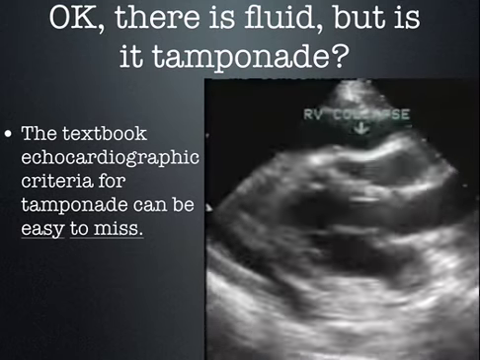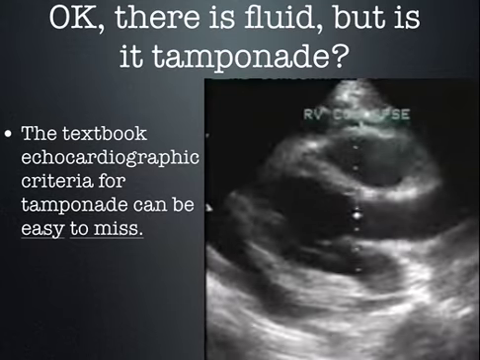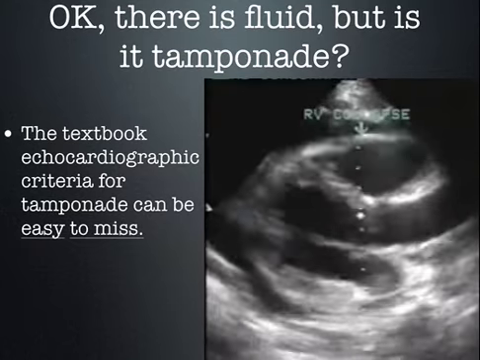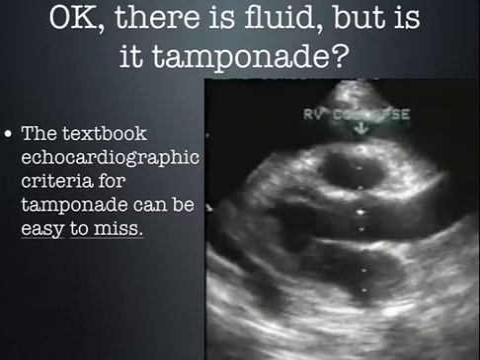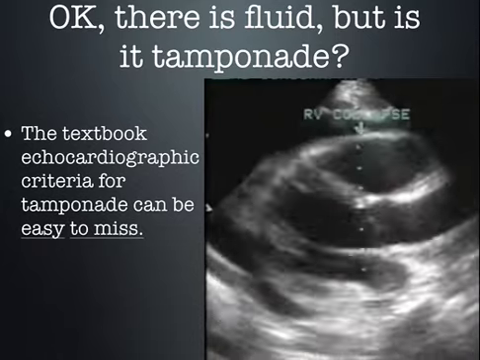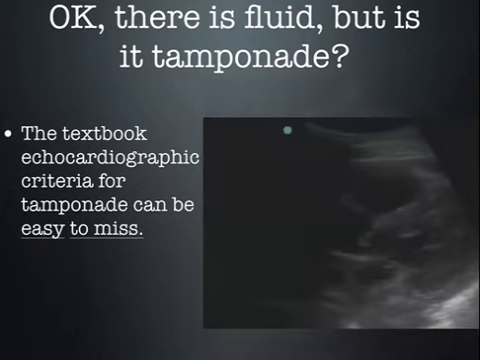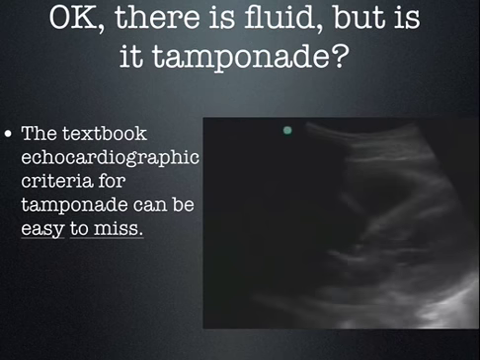How about this one? This is a parasternal long axis view. You look right here on the free wall of the right ventricle. It's collapsing in. Dr. Fox out in California made this famous by saying it looks like a man jumping on a trampoline. That's actually tamponade.